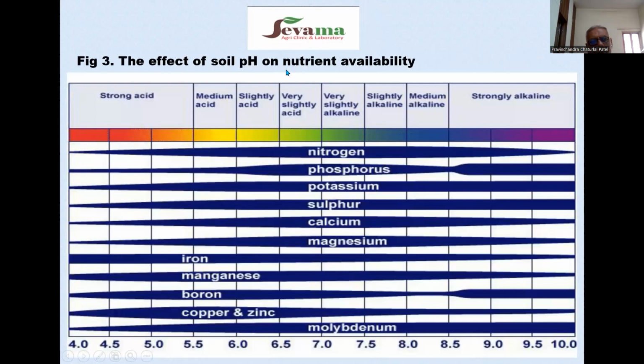The effect of soil pH on nutrient availability. I told that in neutral soil pH 6.5 to 7.5, nitrogen, phosphorus, potassium, sulfur, calcium, magnesium, and molybdenum are more available, whereas the micronutrients iron, manganese, boron, copper, and zinc are more available at slightly acidic pH 6 to 6.5. But molybdenum is the exception micronutrient. It is more available in alkaline soil, meaning higher soil pH.